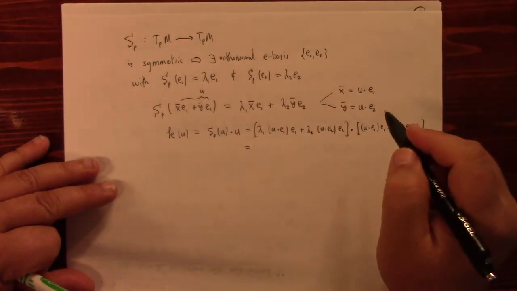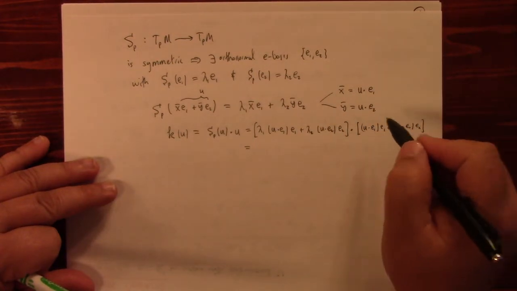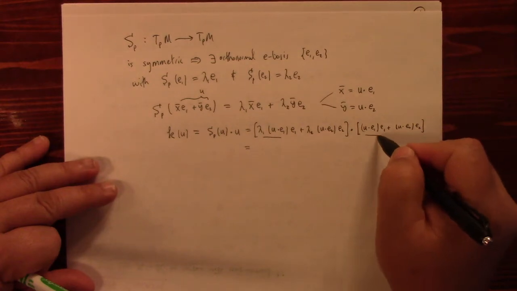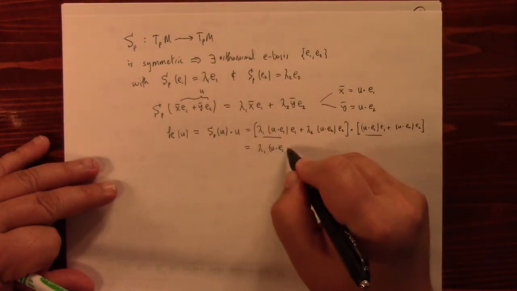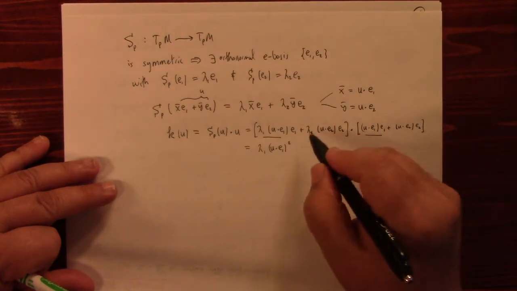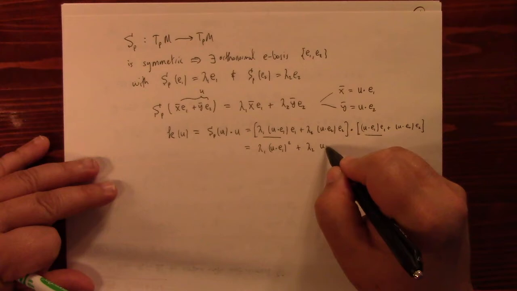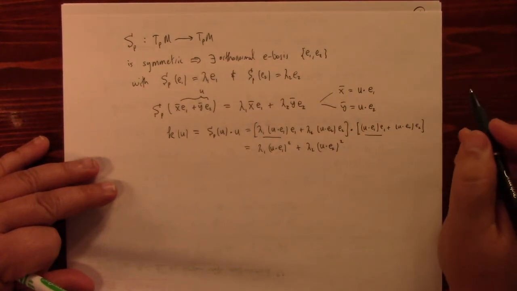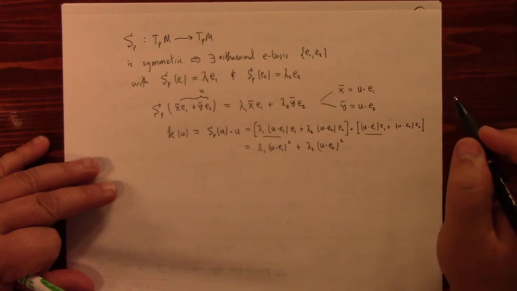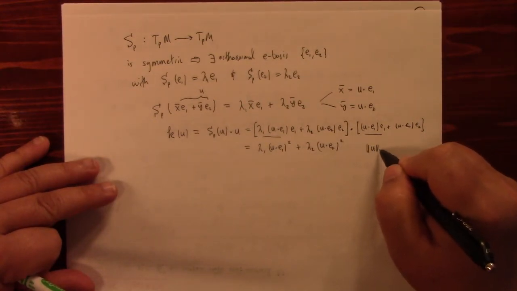But the thing is, E1 dot E2 and E2 dot E1 are 0, so we only have to worry about the matching terms. And so we get lambda 1 u dot E1 squared, right, plus lambda 2 u dot E2 squared, right? And notice that the length of u is assumed to be 1.